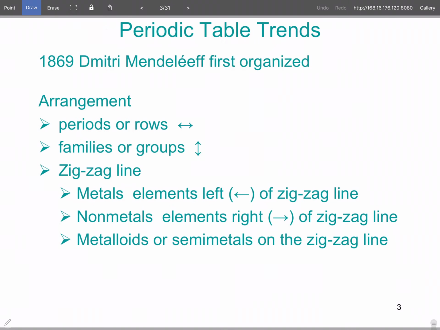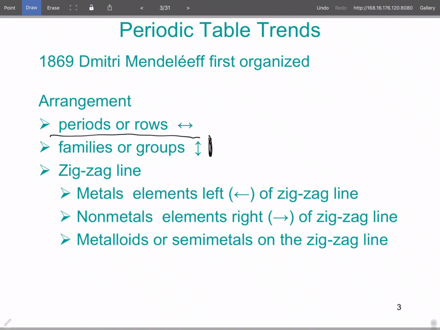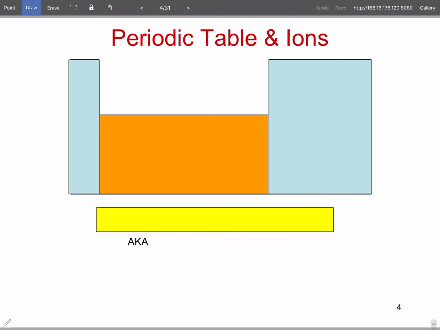Now, it's arranged by periods, or rows, which are the horizontal lines, families or groups, which are the vertical lines, and then you're going to have your zigzag line as it goes through. Now, the periodic table I'm using, I did not realize did not have a zigzag line, but you can look at it and we'll remember that metals are to the left of it, nonmetals are to the right, and metalloids or semi-metals are on it.